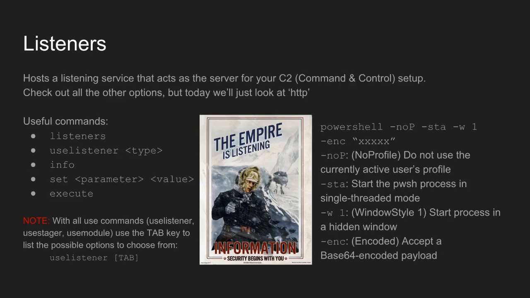Start in single-threaded mode. The W1 is important. That's the same as saying W hidden, and it basically says don't show a window when this runs. Just leave it as a hidden window. So if it executes properly like that, the user will never even see anything. And then the ENC basically means that the following command is going to be base64 encoded.